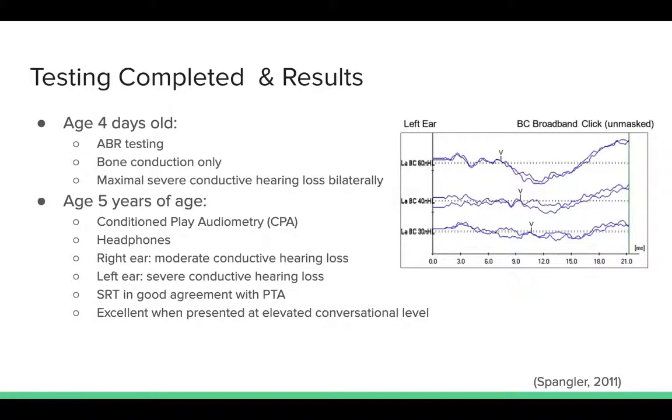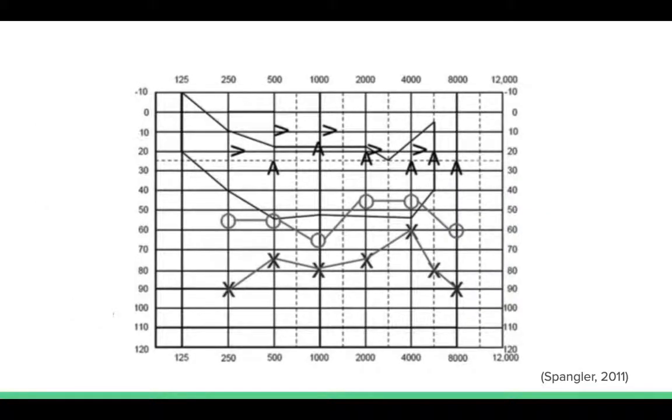SRT and PTA are in agreement with each other, and WRS was excellent when presented at an elevated conversational level. They didn't note exactly what that is, but I'm assuming it's around 70 dB. So this is the audio. You can just ignore the aided thresholds for now. And then you see the bone line within normal limits, and then the air conduction thresholds are more elevated.